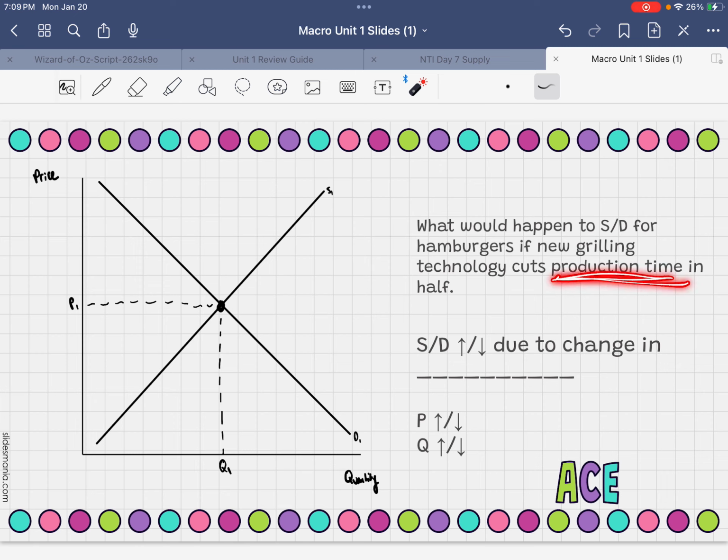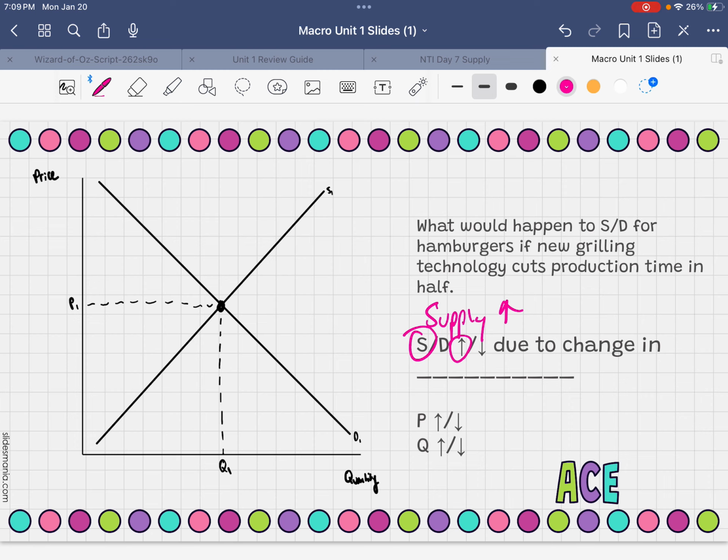Okay, since it's talking about production time, I'm pretty sure this is about supply, right? So I'm going to say that S, supply, and does supply go up or down? Are they going to make more hamburgers or less hamburgers if production time is cut in half? They're going to make more hamburgers. Due to change in what?